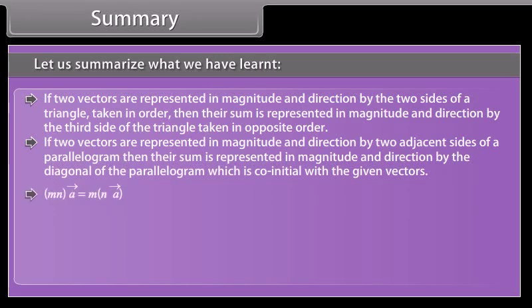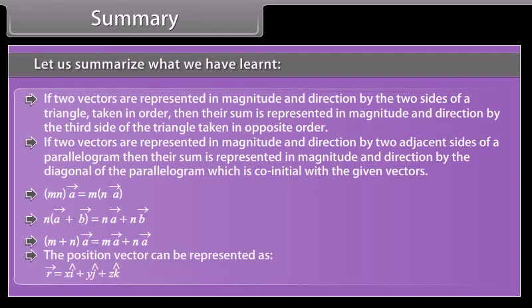mn times vector A equals m into (n times vector A). n into (vector A plus vector B) equals n vector A plus n vector B. (m plus n) into vector A equals m into vector A plus n into vector A. The position vector can be represented as vector R equals x î plus y ĵ plus z k̂.